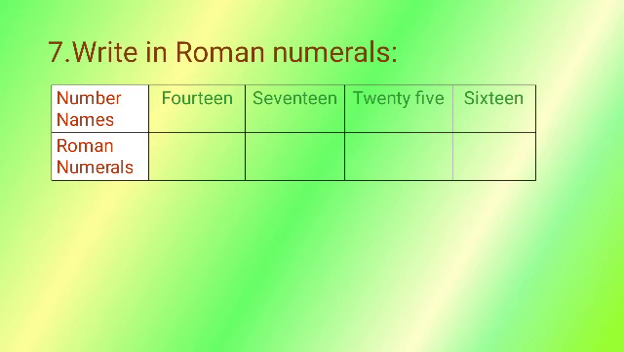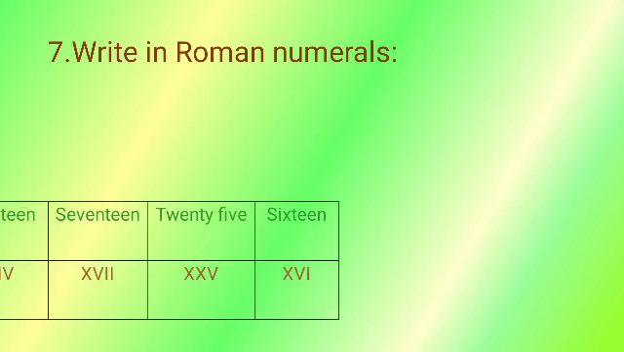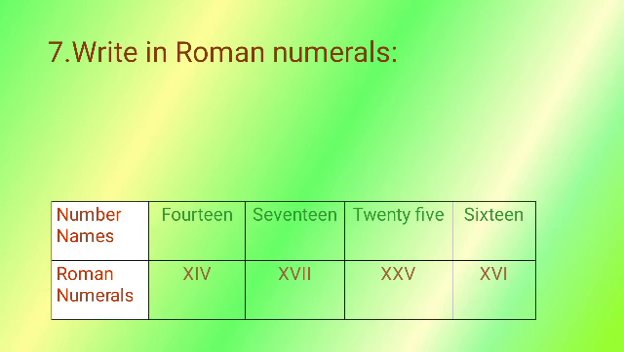Write in Roman numerals. Now numbers are given, and we have to write them in Roman numerals. For 14, what is our symbol? For 14, our symbol is XIV. 17, XVII. For 25, it is XXV, and the last, 16, it is XVI. So here the number is given in number form and we have to write it in Roman numerals.